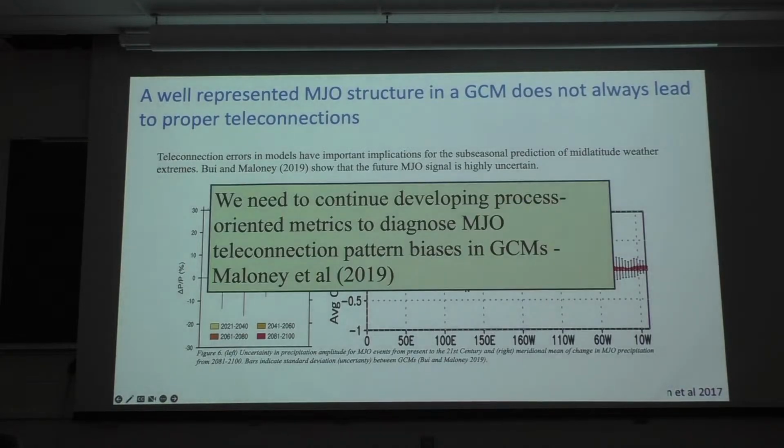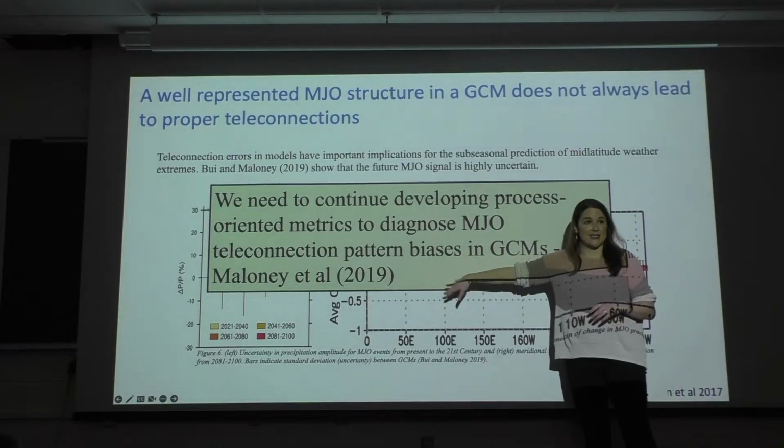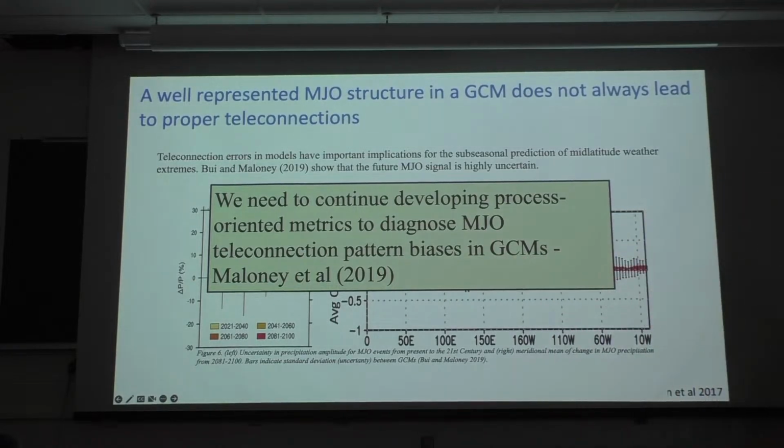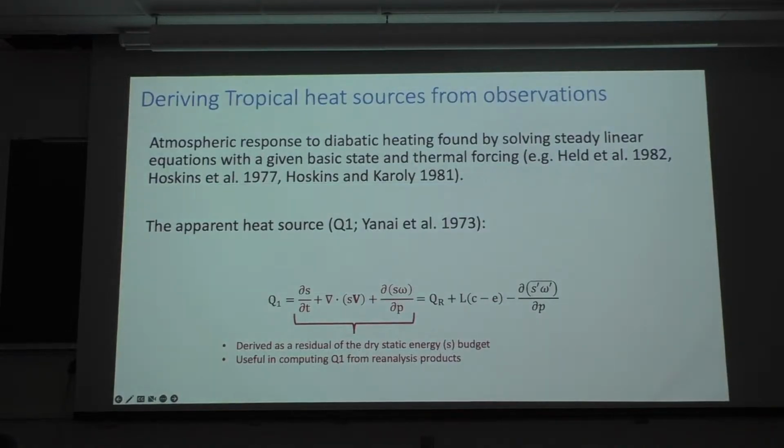So there's been a recent push to develop process-oriented metrics to diagnose MJO teleconnection biases in GCMs. The better we can understand what makes a good or bad MJO teleconnection pattern, the better we can work to represent them, and the better we can understand how things might change in the future. Okay, so we wanted to figure out how to better diagnose MJO teleconnections. And what we wanted to do that we weren't able to do in that 2017 study was to look at the heating.